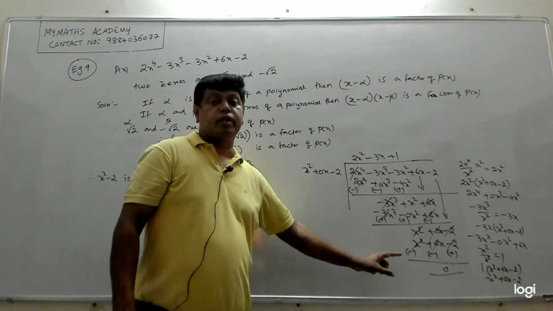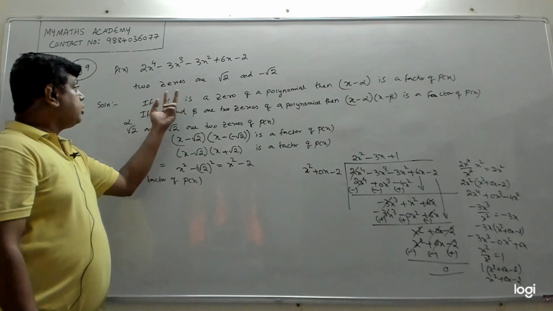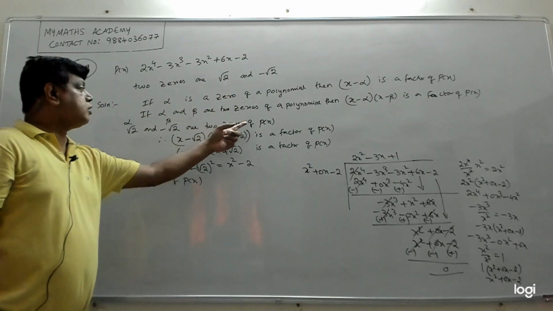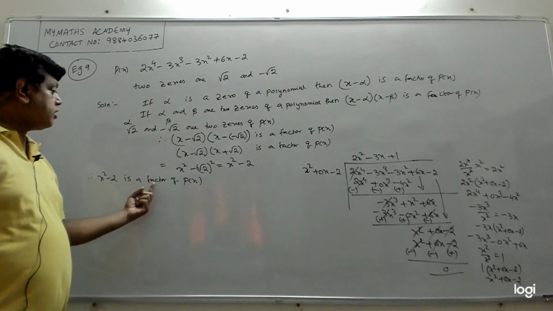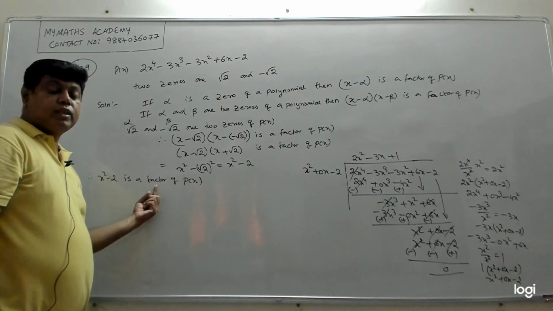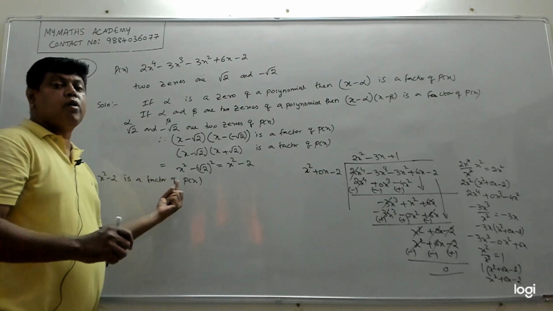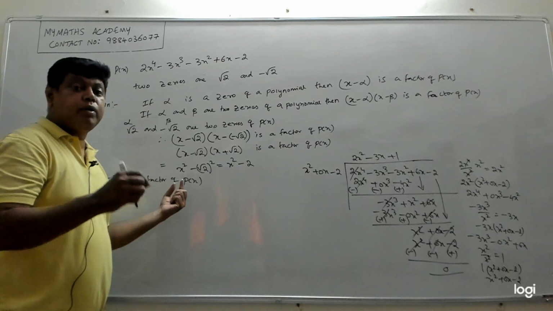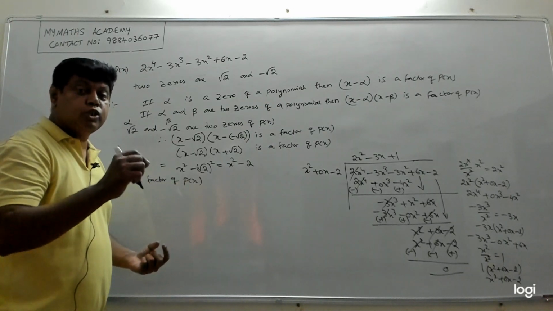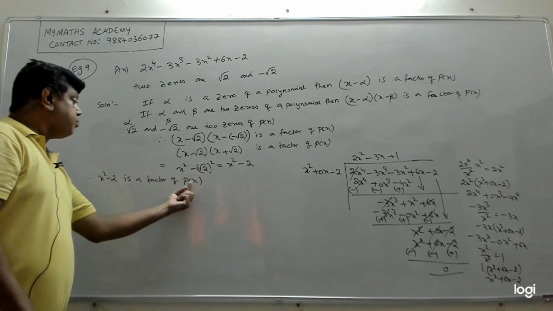So always you must get 0 because they have given root 2 and minus root 2 are the zeros of p of x, which means x square minus 2 is a factor. Factor means x square minus 2 will exactly divide my p of x. Exactly divide meaning the remainder will become 0 when you divide p of x by this.